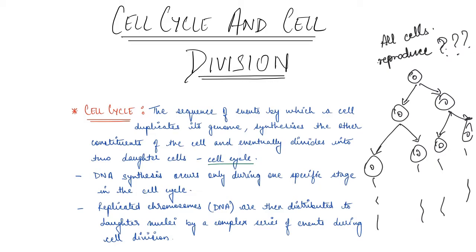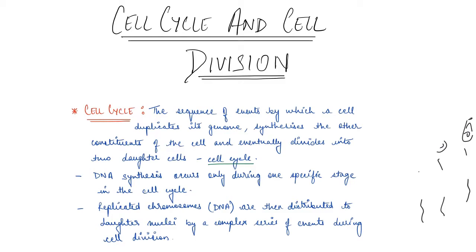So basically, guys, what is a cell cycle? Now we know that cell division is a very important process in all living organisms. During the division of a cell, it's not just that only the cytoplasm is dividing. DNA replication is happening, cell growth is happening. So the sequence of events by which a cell duplicates its genome, synthesizes the other constituents of the cell, and eventually divides into two daughter cells is known as the cell cycle.